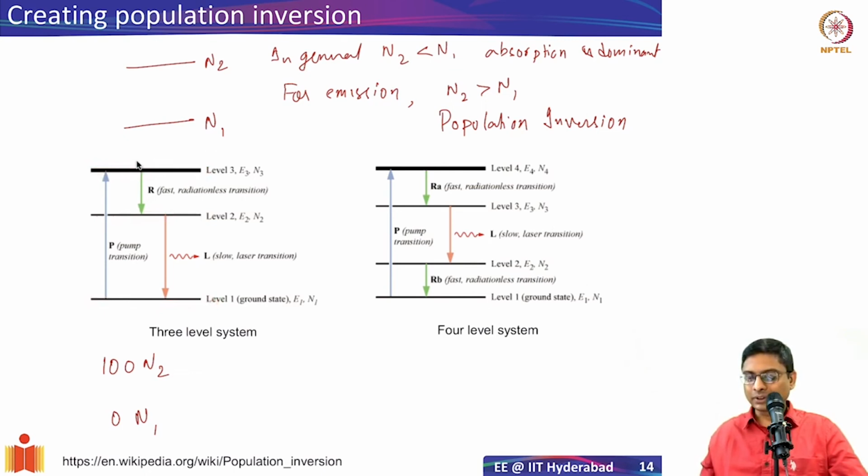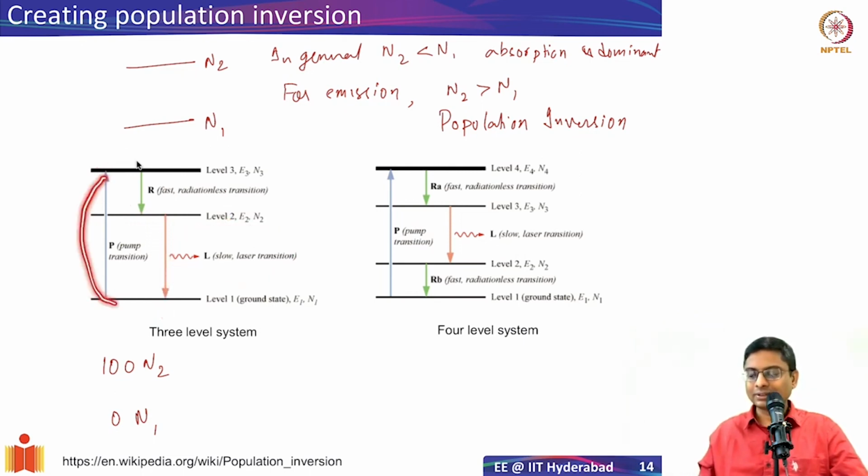So in this case, what happens is you create a pump to push an electron or an atom from the ground state to the third level, okay? And then it undergoes thermal relaxation, and then it comes down to level 2. And now this is my lasing transition. The level 2 to level 1 is basically a lasing transition.